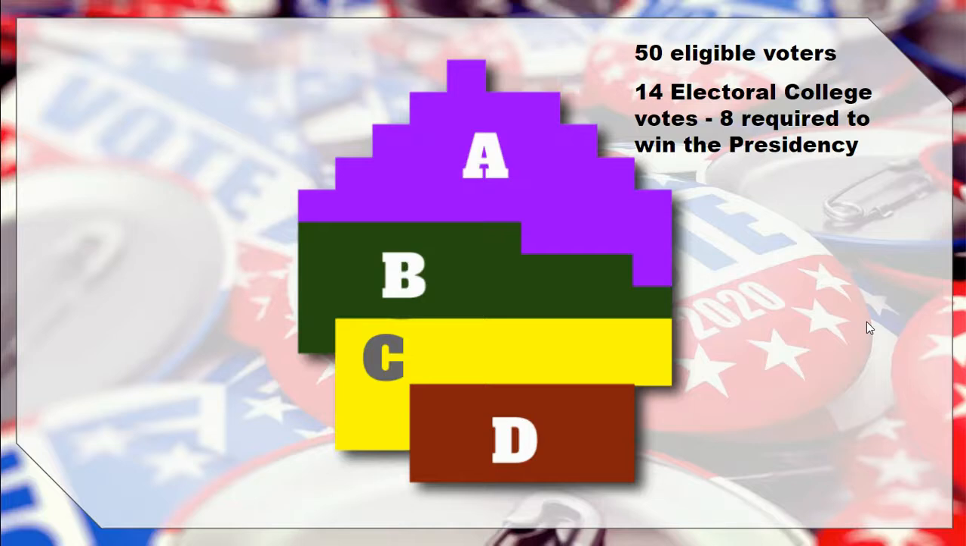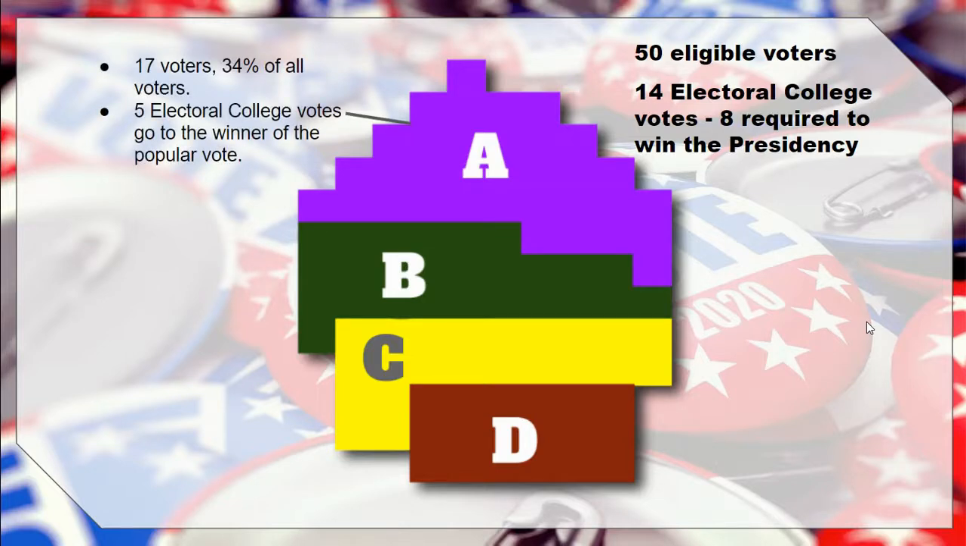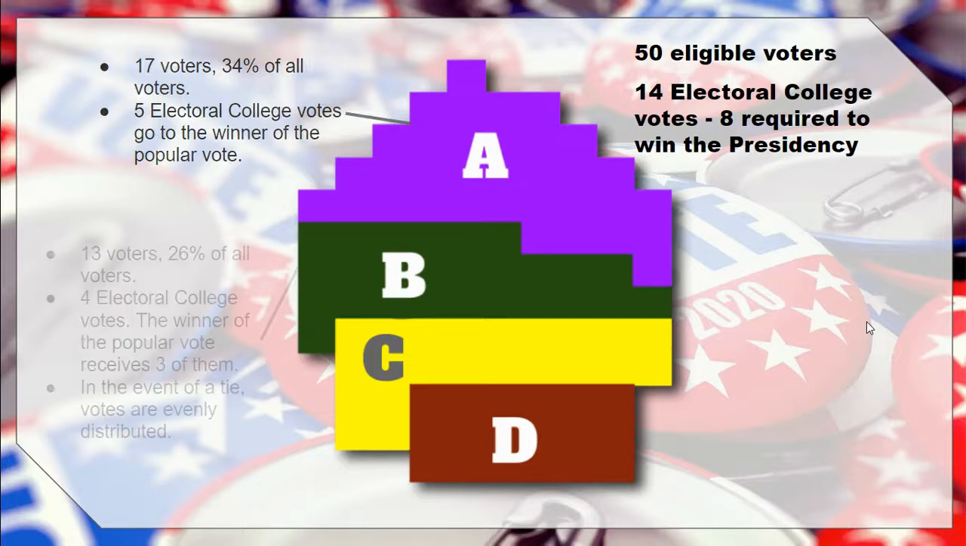As far as the Electoral College votes, here is the distribution. The state of A is the largest state population wise with 17 voters. That's just over a third of all eligible voters for the United States of Foodlandia. As a result, they have five Electoral College votes, and all of them will go to the winner of the popular vote in the state of A. Considering that the winner only needs eight to win the presidency, that makes the state of A a very important state.